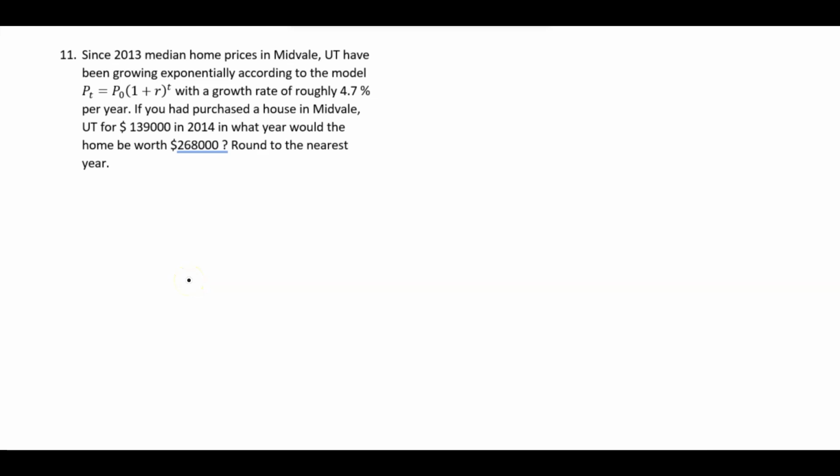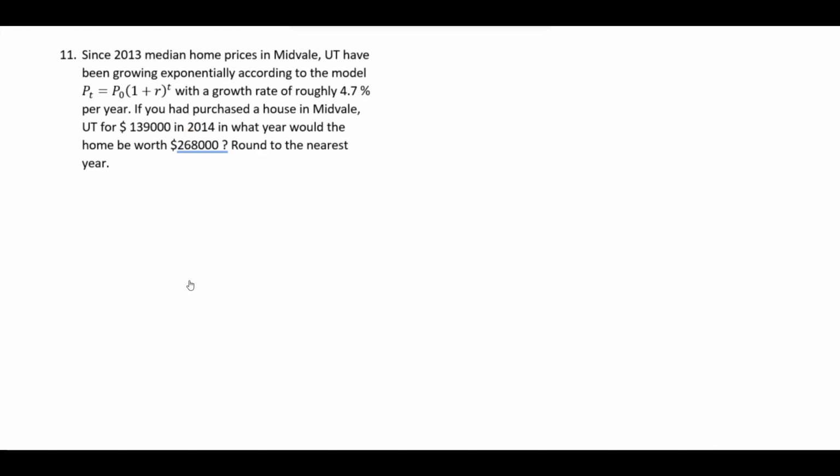Let's continue with some more explicit growth models examples. Since 2013, median home prices in Midvale, Utah have been growing exponentially according to this model, with a growth rate of roughly 4.7% per year. If you had purchased a house in Midvale for $139,000 in 2014, what year would the home be worth $268,000? Round to the nearest year.